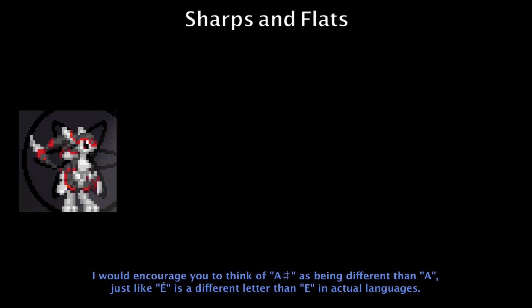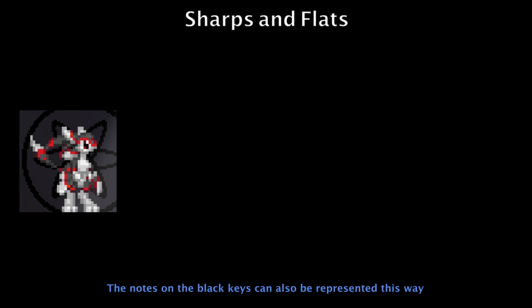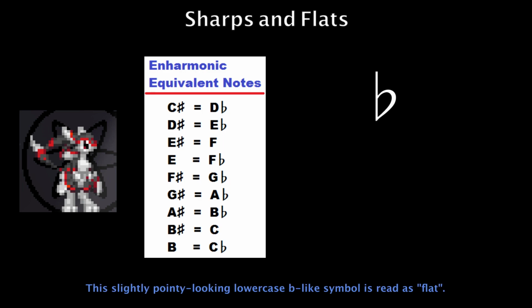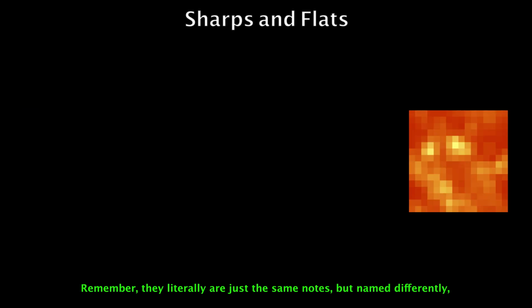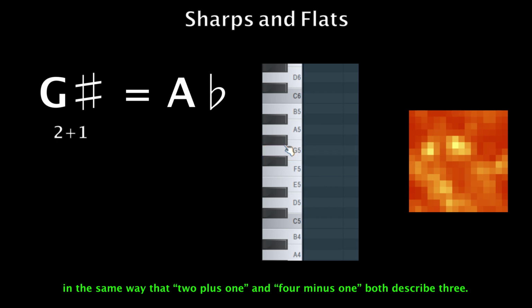I would encourage you to think of A sharp as being different than A, just like E with an accent is a different letter than regular E in actual languages. The notes on the black keys can also be represented this way. This slightly pointy-looking lowercase b-like symbol is read as flat. Remember, they literally are just the same notes but named differently, in the same way that 2 plus 1 and 4 minus 1 both describe 3.